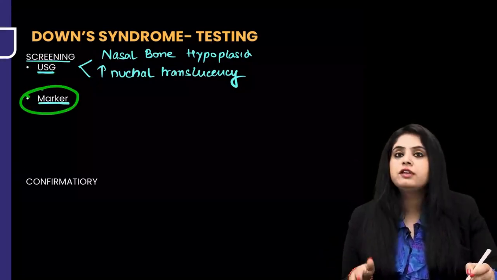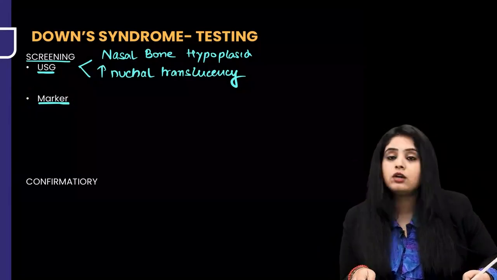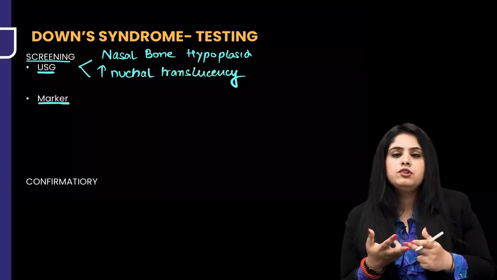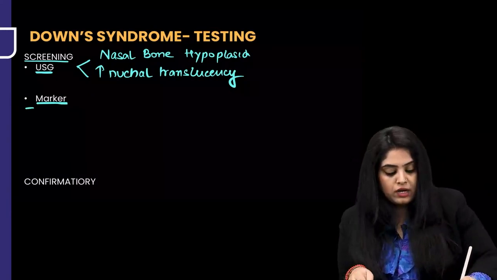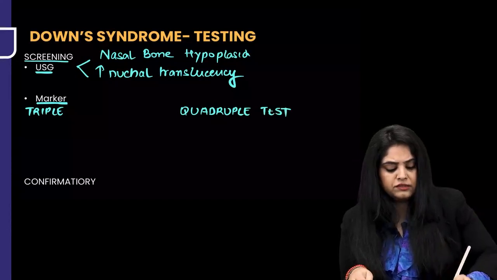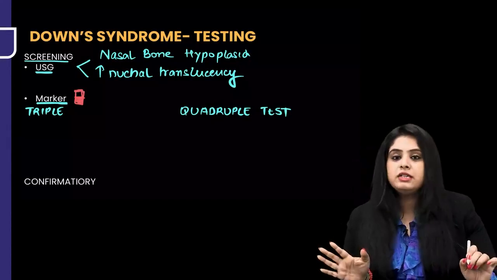So the radiologist will say, can you do some markers? There are lots of markers that can be done. There's a double test, a triple test, a quadruple test. So as you go on, I will tell you about two main tests that are done. There is a triple test and there is a quadruple test. And what is this? These are nothing but blood tests. All that you need is simply a blood sample, the mother's blood sample. That's all that you need.